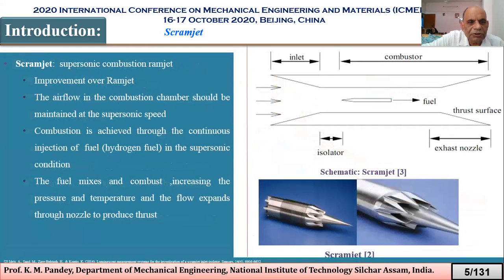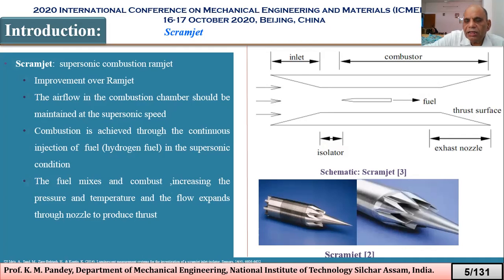The scramjet, supersonic combustion ramjet, is an improvement over ramjet. The airflow in the combustion chamber should be maintained at supersonic speed. Combustion is achieved through the continuous injection of fuel in the supersonic condition. The fuel mixes and combustion increases the pressure and temperature, and the flow expands through the nozzle to produce thrust.